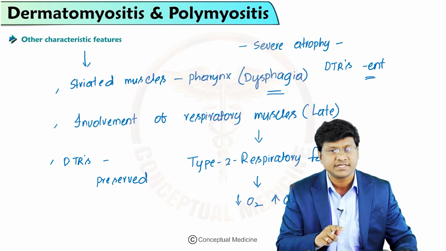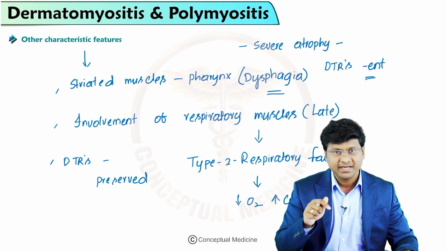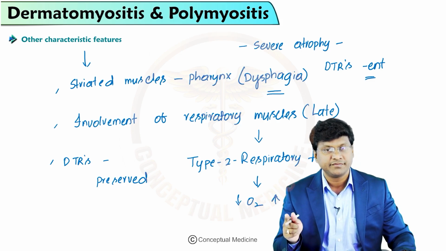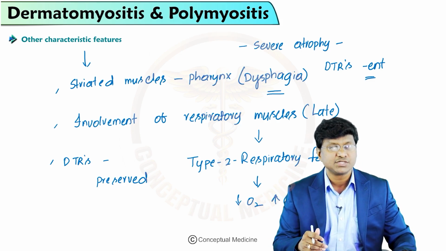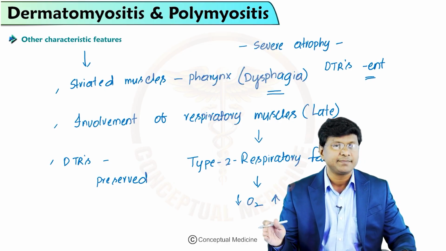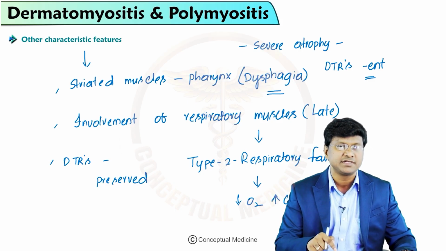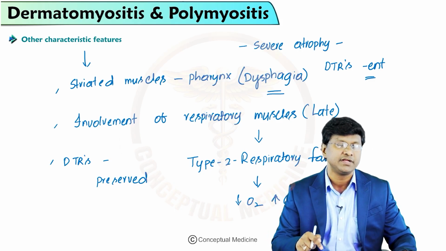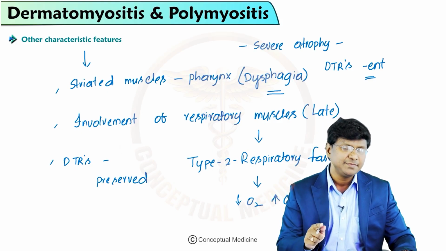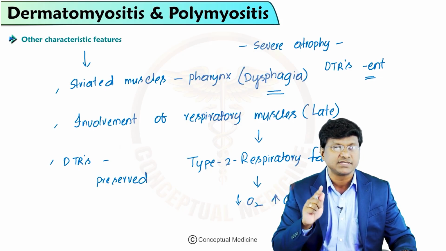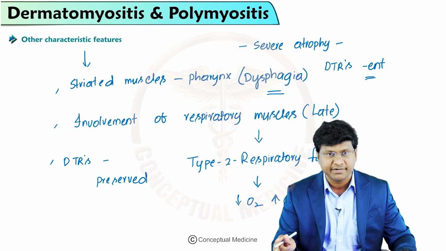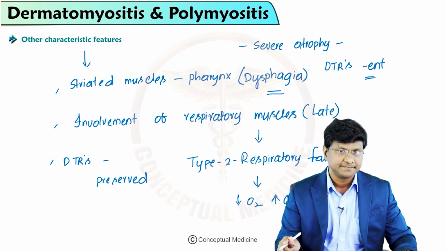So initially what I have discussed: proximal muscle weakness will be there, mainly in the lower limb, that is hip girdle and thigh muscles. Followed by that, there is weakness of the shoulder girdle. The other muscles involved are the striated muscles of the pharynx, wherein the individual will have dysphagia. In the very later part of the disease, there will be involvement of the respiratory muscles, making the individual land up in type 2 respiratory failure, characterized by hypoxia and hypercapnia. In early stages, the deep tendon reflexes are preserved, but when the muscles are severely atrophied, the deep tendon reflexes are absent.